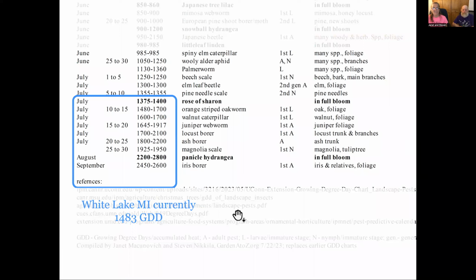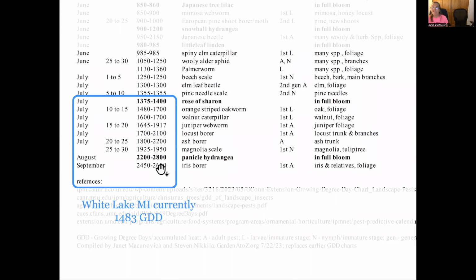And if I look at the chart that we gave you, for that area, we're right there. You can see 1,375 and 1,400 growing degree days when the Rose of Sharon is in full bloom. So the Rose of Sharon is telling us that these kinds of things are going on, that we're coming up on time for magnolia scale, for instance. See down there at 1900 growing degree days, it's about the time that magnolia scale emerges and begins to eat.